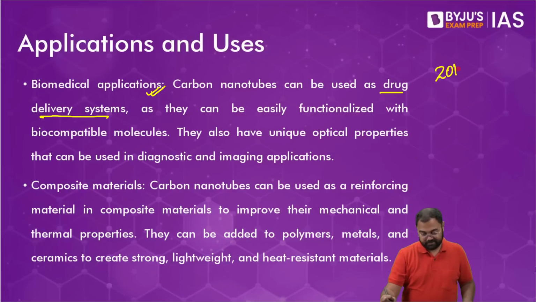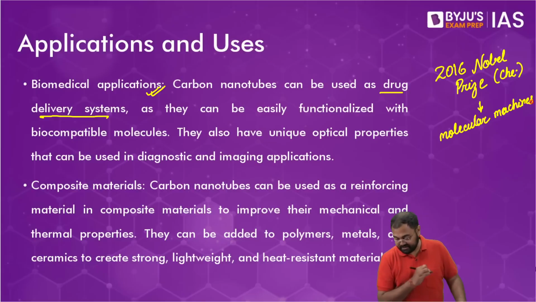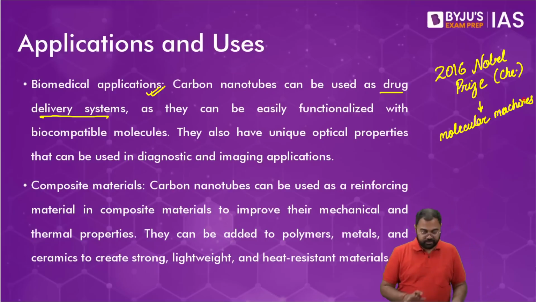2016 Nobel Prize. We'll keep talking about the Nobel Prizes, don't worry. The 2016 Nobel Prize in Chemistry was given for the manufacturing or production of molecular machines. These molecular machines are basically nano-sized particles that actually can be used in drug delivery systems. So that's why they can actually be used here.